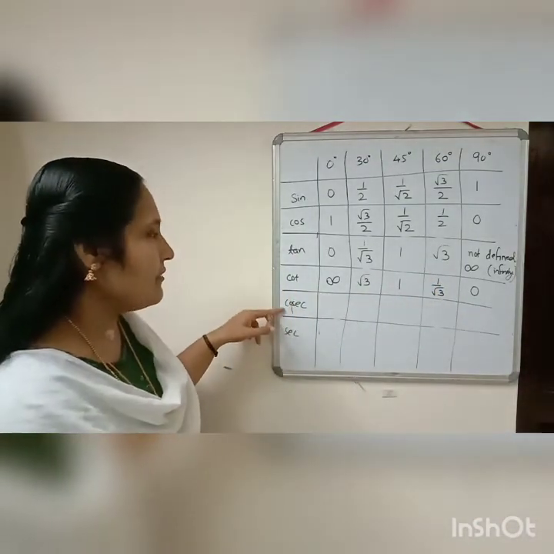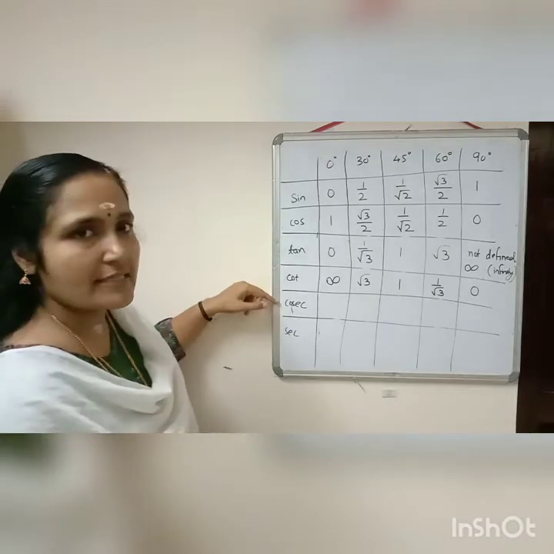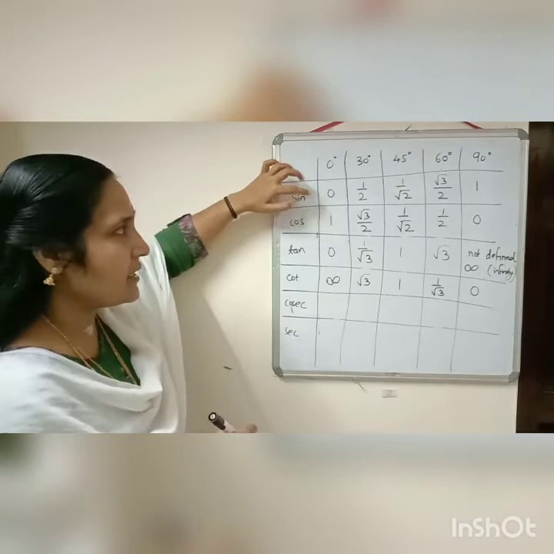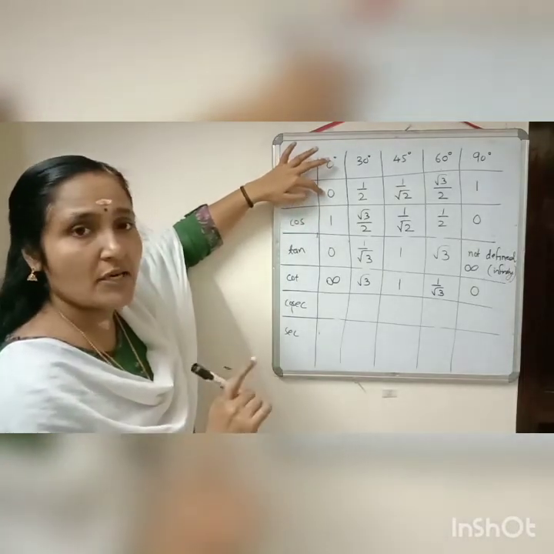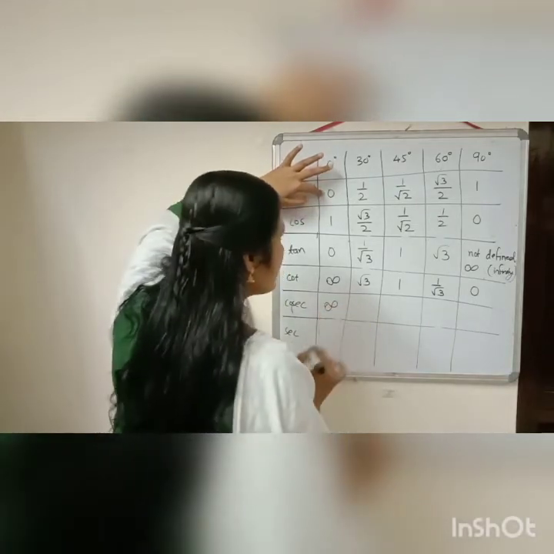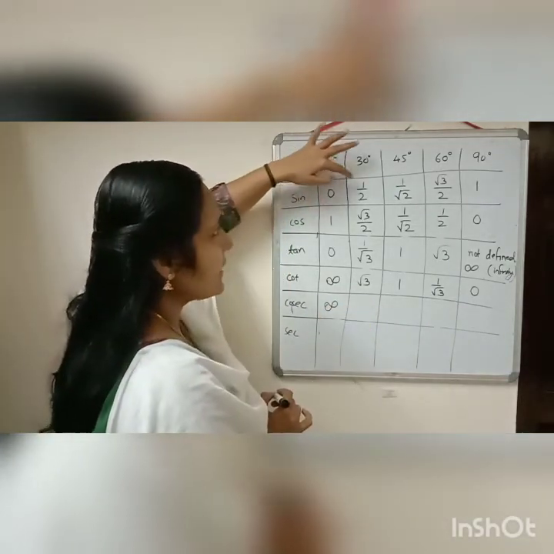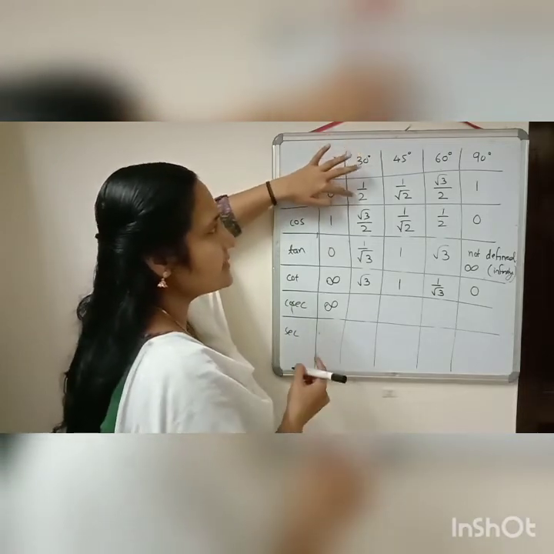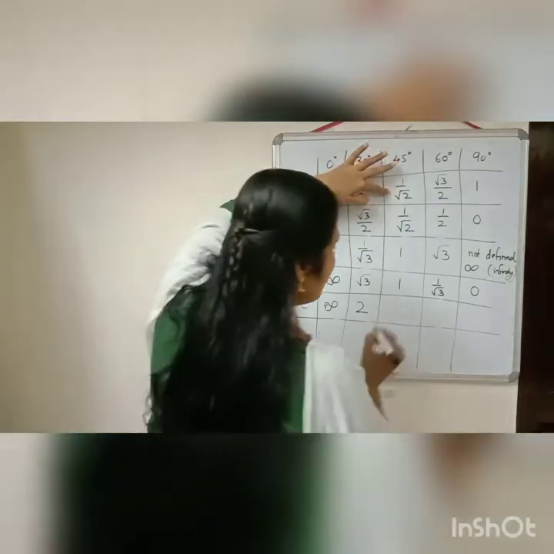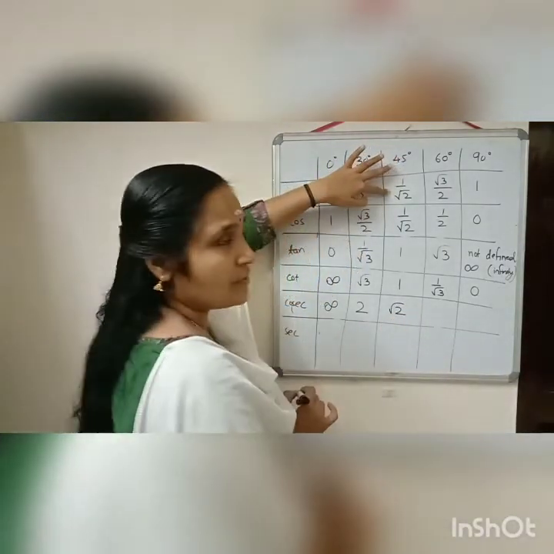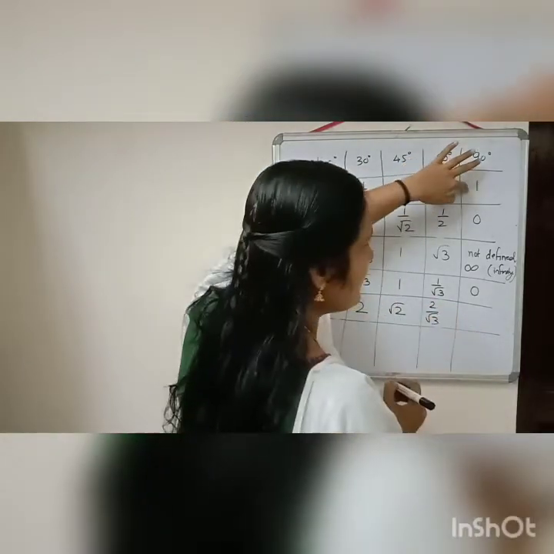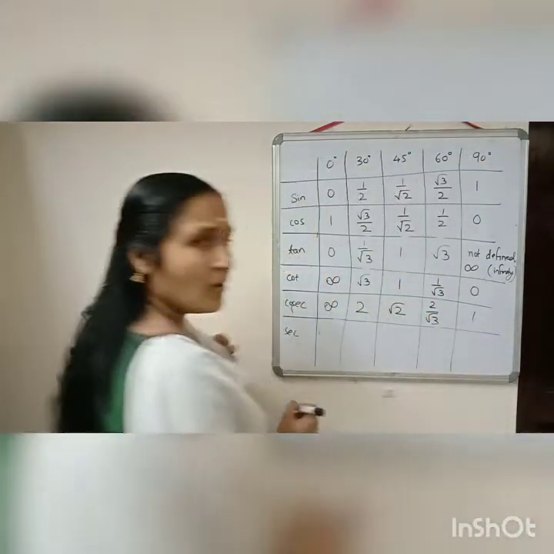Now cosec theta. We know cosec is the reciprocal of sine. So if we need cosec 0 degree, we need 1 by sine 0 degree. So it will come 1 by 0, and 1 by 0 is not defined. So you can write here cosec 0 degree is infinity. Then cosec 30 degree, just take the reciprocal. So cosec 30 degree will come 2. Cosec 45 degree will be equal to root 2. Cosec 60 degree will be equal to 2 by root 3. And cosec 90 degree will be equal to 1.